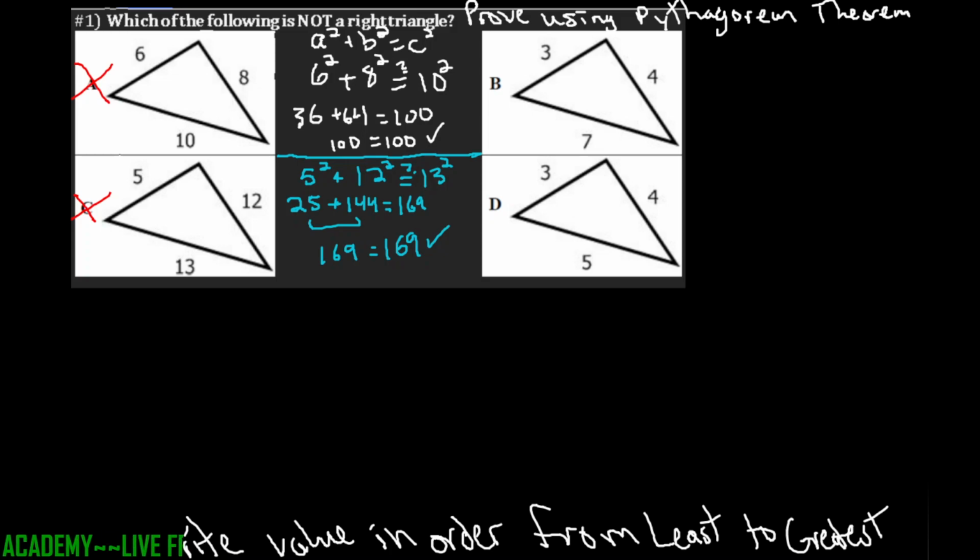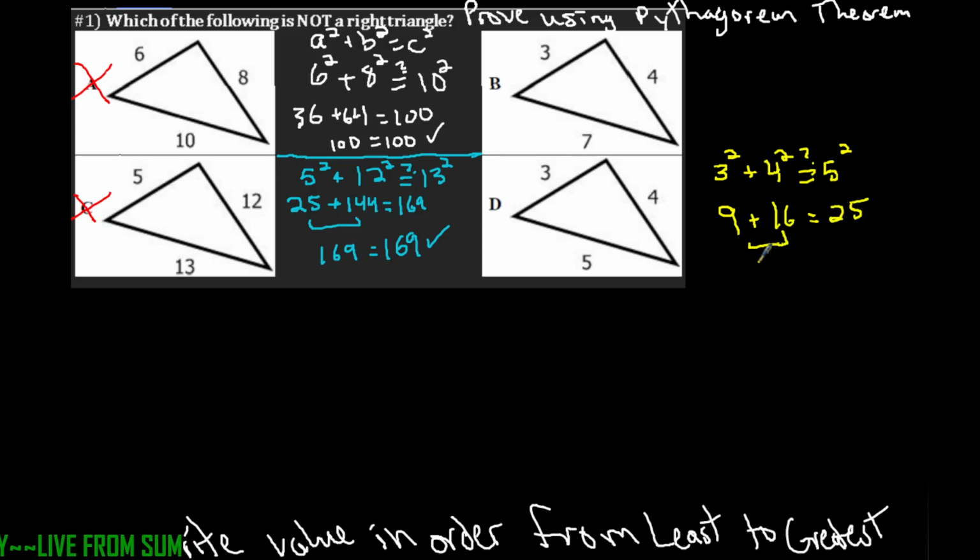Moving on to the next one. Let's say for D, if I have 3 squared plus 4 squared, is that equal to 5 squared? Let's find out. So this is 9, this is 16, this is 25. And that means that this together is 25, and so I have 25 equals 25. So that one is a right triangle, which means we are not going to pick it either. So the only option left is B, and so I'm going to show B down here.